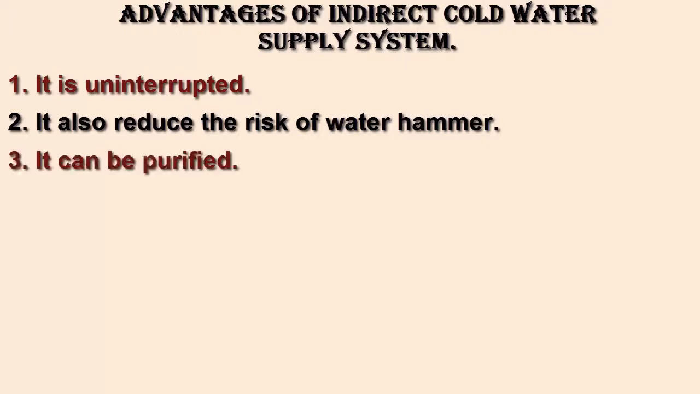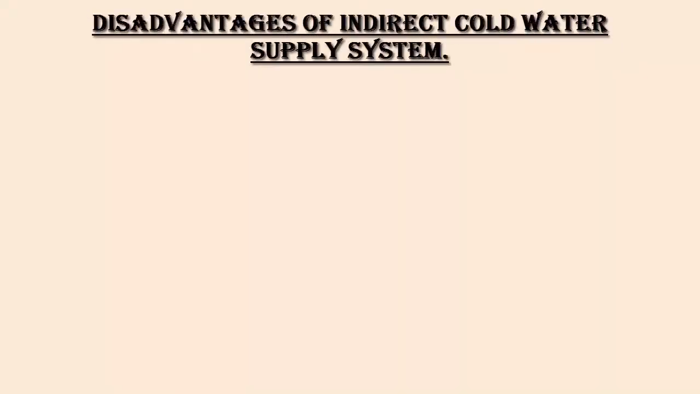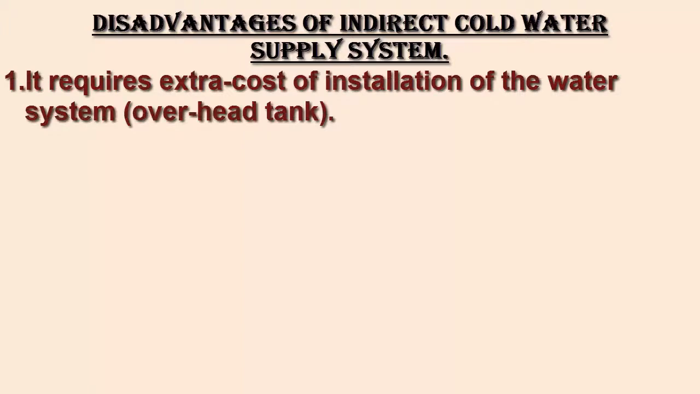Three, the indirect water supply system can still be purified. It can still be purified using some purification method. Those are the advantages of the indirect water supply system. What are the disadvantages? When you look at the system, you find that it requires extra cost of installation of this water system.